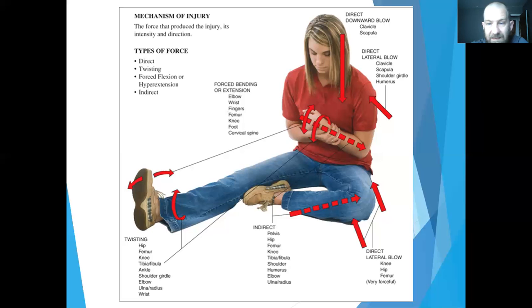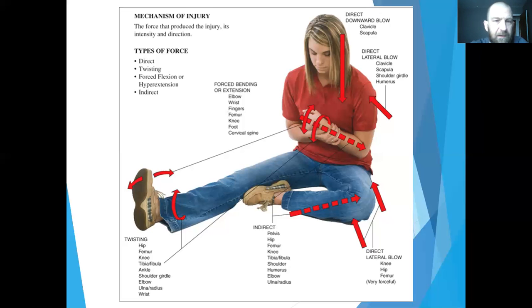Down by the knee, direct blows like to the knee, like if somebody fell and landed on their knees, then we can have injuries that occur with the knee, hip, the femur, very forceful for those, because obviously the femur is the strongest bone there.